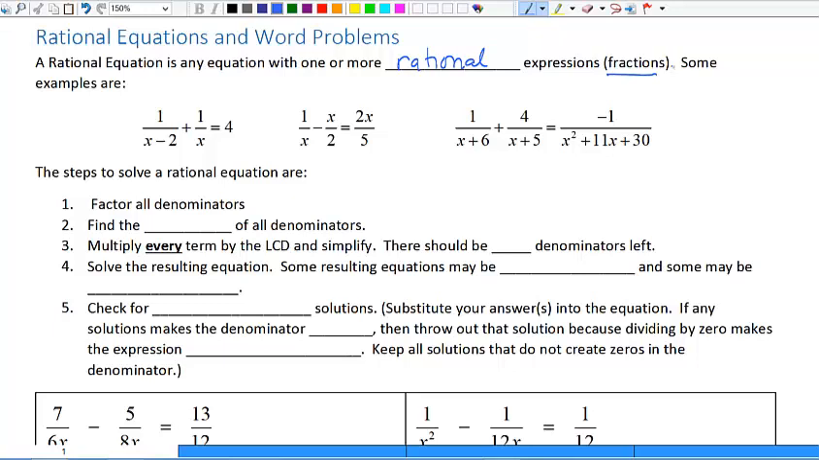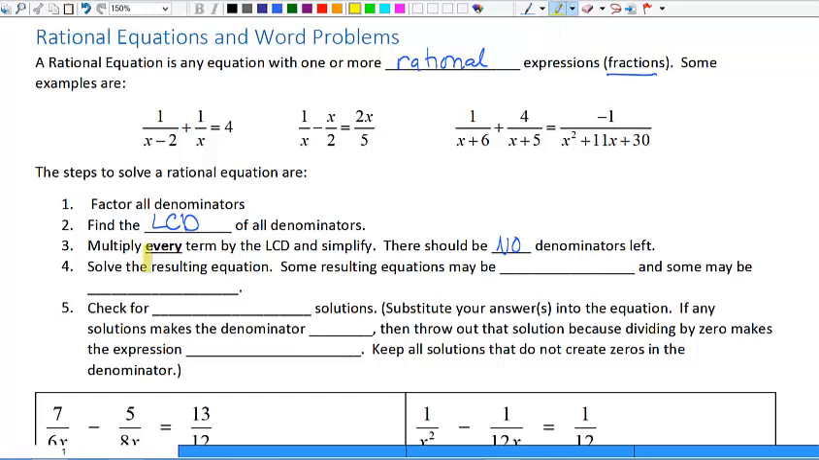The steps to solve a rational equation are: 1. Factor all denominators. 2. Find the least common denominator, or LCD, of all of the denominators. 3. Then you're going to multiply every term by that LCD. There should be no denominators left.